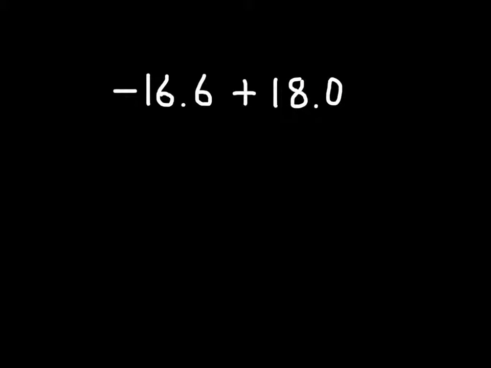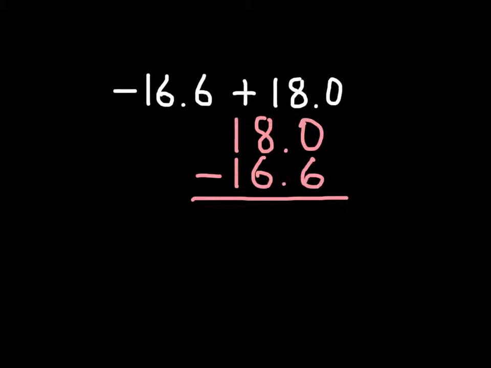Here we go again, number 3. Line up your decimal point. Subtract the numbers. I can't take 6 from 0, so borrow from the 8 and make it a 7. Make 0 a 10. So we get 10 minus 6 is 4. 7 minus 6 is 1. 1 minus 1 is 0. So we get 1.4. Is this going to be positive or negative? That's right, it's going to be positive. The larger number was the positive 18.